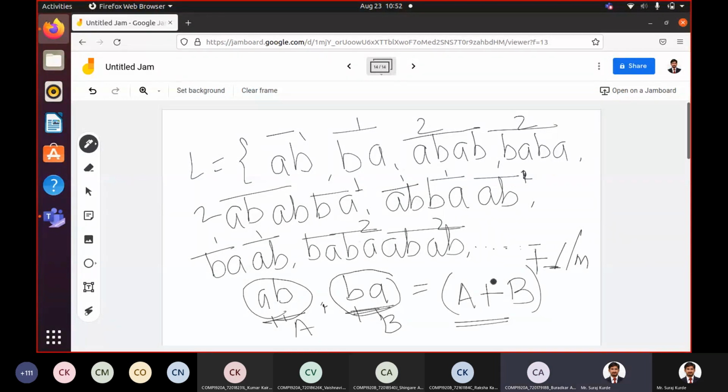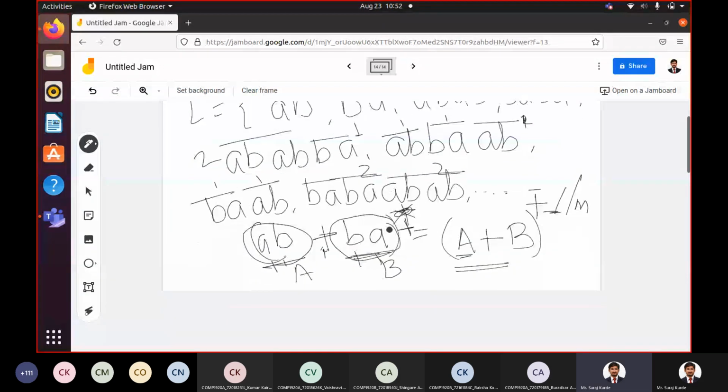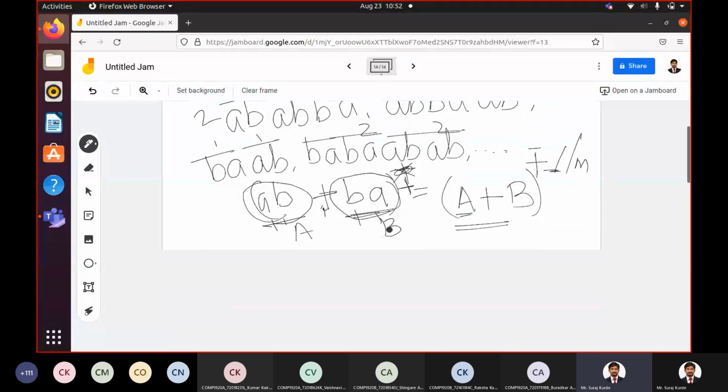with bracket plus. Now this A, we are not going to write this way. What we have to write? Small ab plus small ba, repeated one or more times. So it will be (ab + ba)+, repeated one or more times. This is the regular expression.